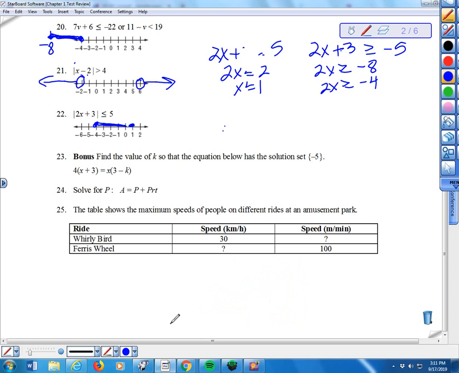Find the value of k so that the equation has the solution set -5. Well, what does that mean? Negative 5 for x? Yeah, because the solution set means when you solve it, x equals what? When it's in those little brackets, that's the answer. So x is -5. Oh, it was that easy? Yes. I just kind of had a brain fart.